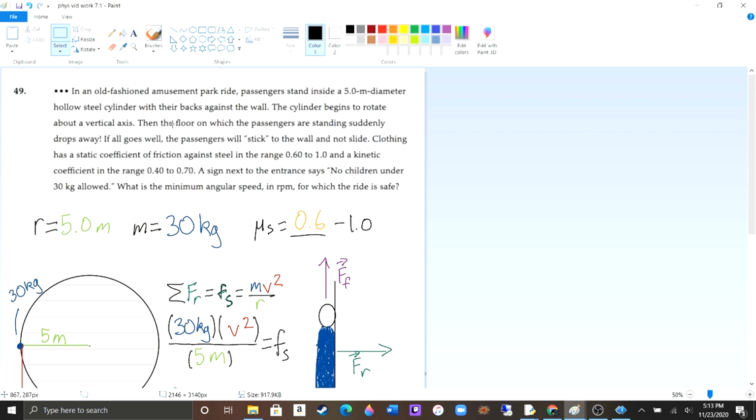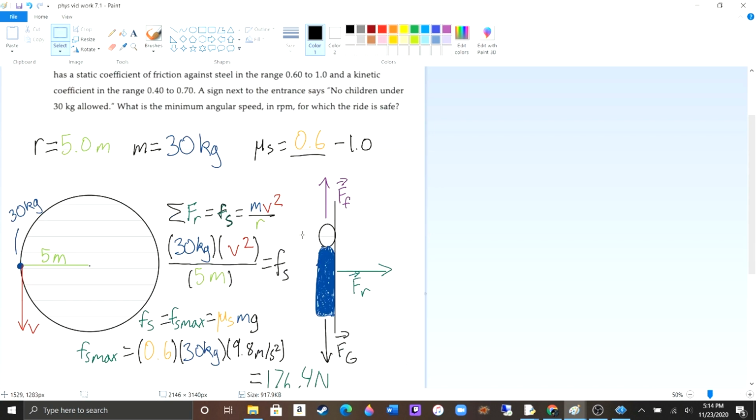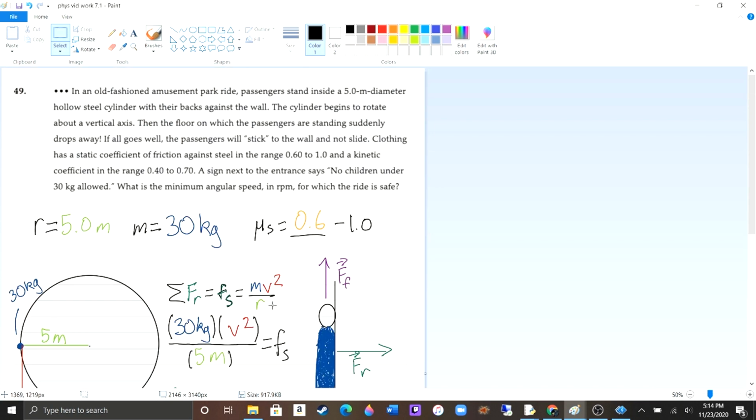So we will take all of our variables out of here just so we can visualize them. We have our radius, which is 5 meters, our mass, which is 30 kilograms, and our range for the coefficient of static friction, which is between 0.6 and 1. Because it wants us to find the minimum angular speed for which the ride is safe, we should assume that there is a person in there with very slippery clothes. So we're going to use 0.6, because that'll make sure that everything is safe.